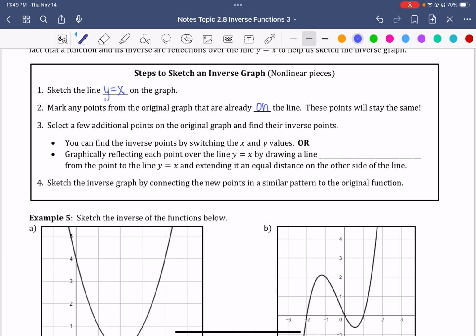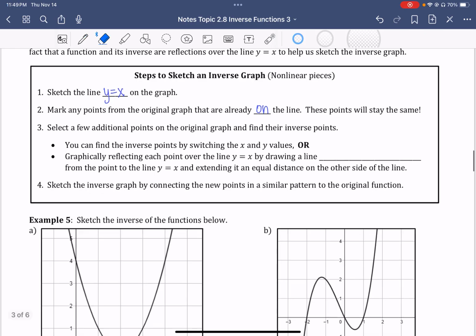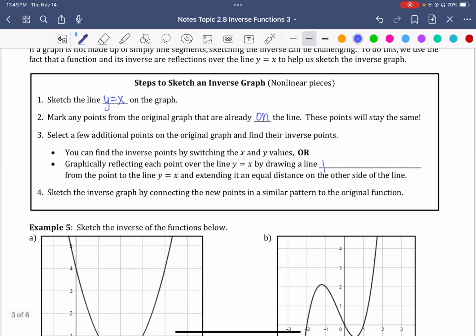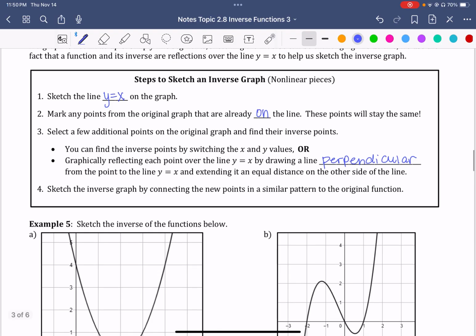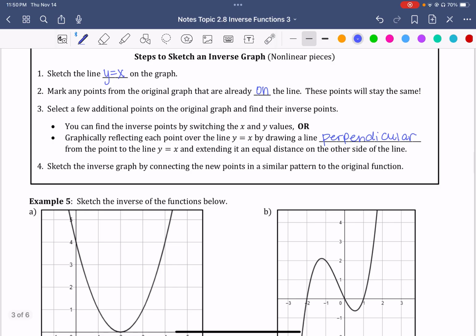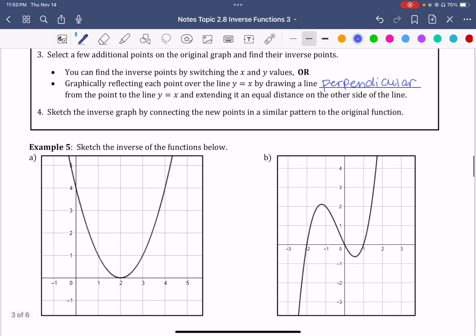You can find the inverse points by switching the x and y values, or graphically reflecting each point over the line y equals x by drawing a line that is perpendicular from the point to the line y equals x and extending it an equal distance on the other side of the line. Sketch the inverse graph by connecting the new points in a similar pattern to the original function.